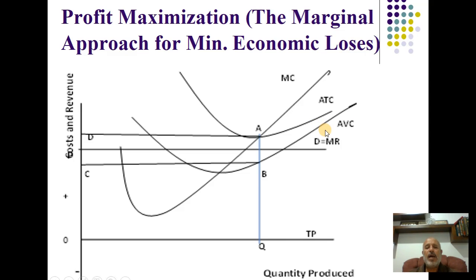So I explained before the shutdown point that makes the firm leave the industry when the price is lower than the average variable cost, so the firm cannot cover any of the fixed cost. But if the equilibrium point here is on point A, the firm can cover all variable cost and all fixed cost, so this is the break-even point.